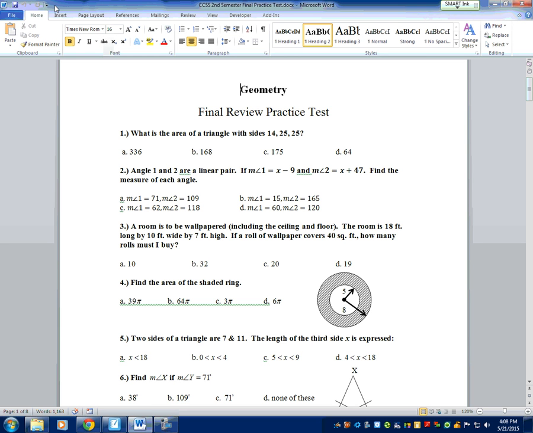What is the area of a triangle with sides 14, 25, and 25? You'd start by drawing a picture of a triangle. It's got a 25 here, 25 here, and a 14 here.